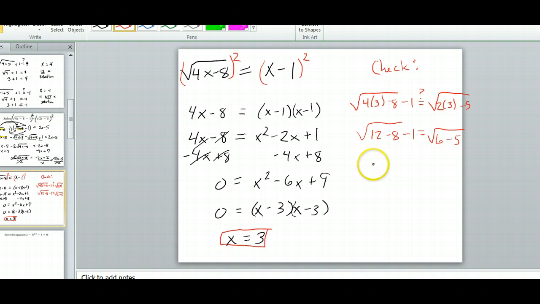So 12 minus 8 is the square root of 4 minus 1. Is that equal to the square root of 1? Square root of 4 is 2 minus 1 does equal 1. So x equals 3 is a solution.